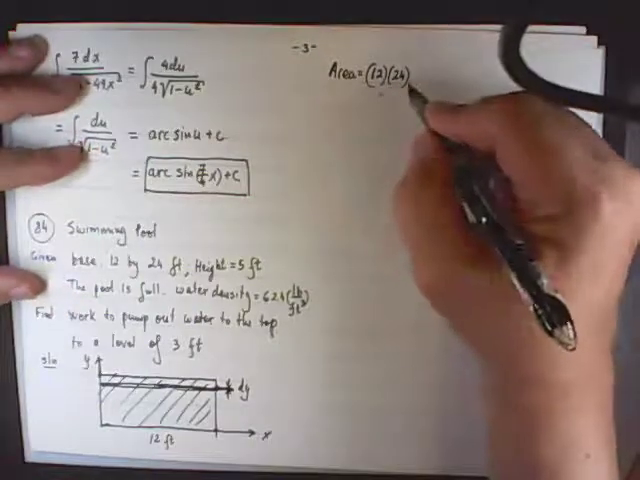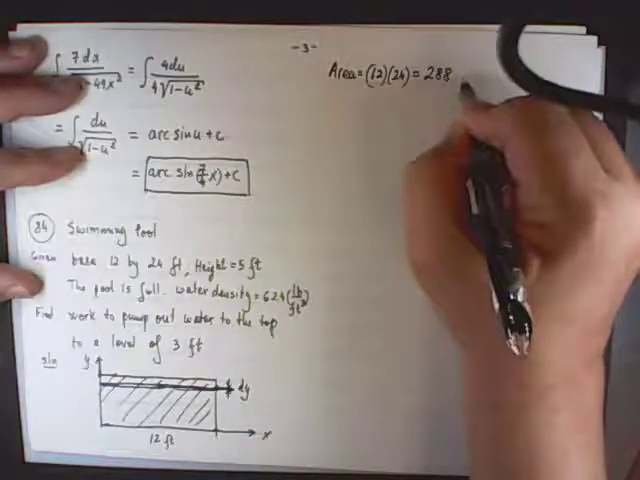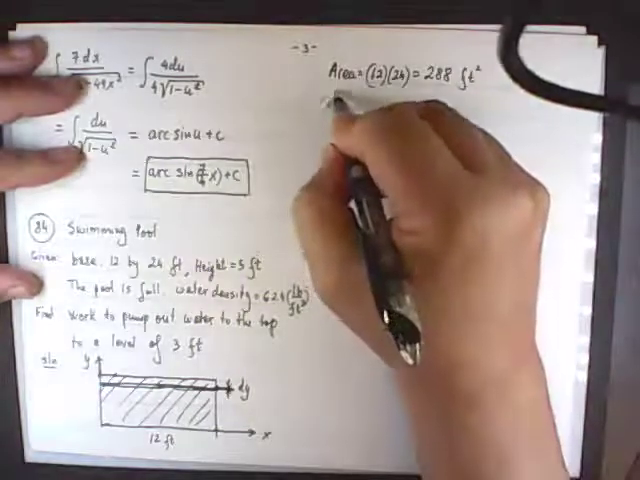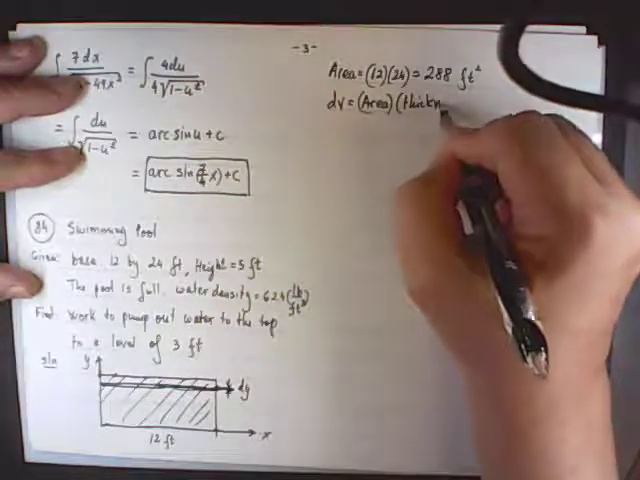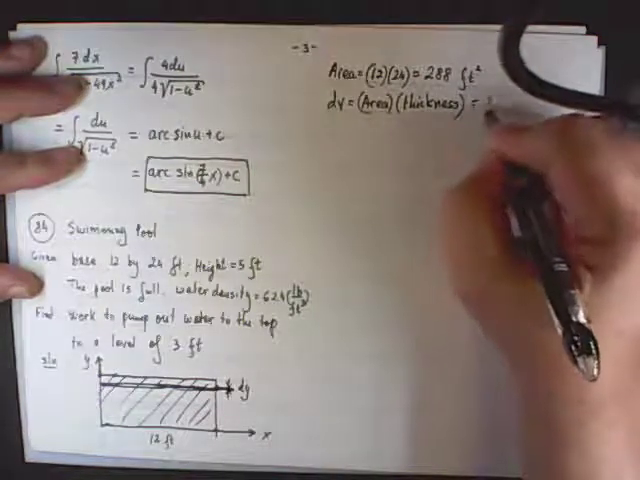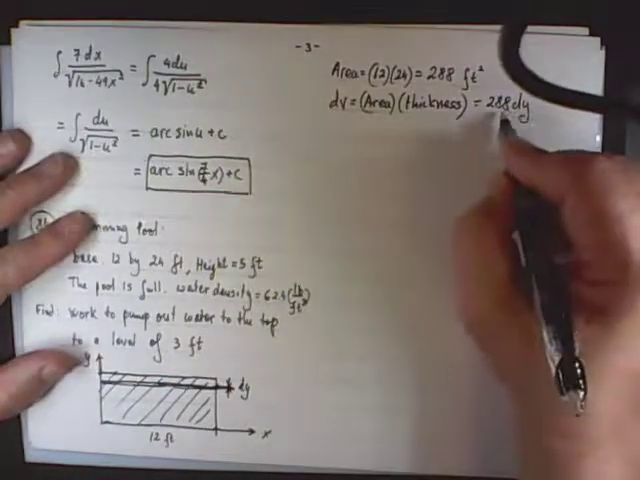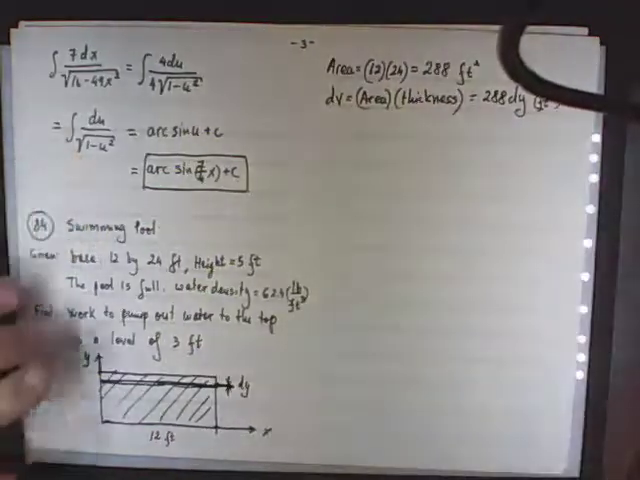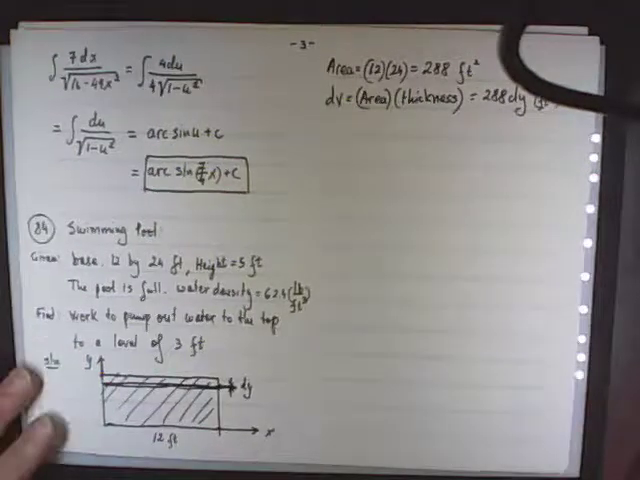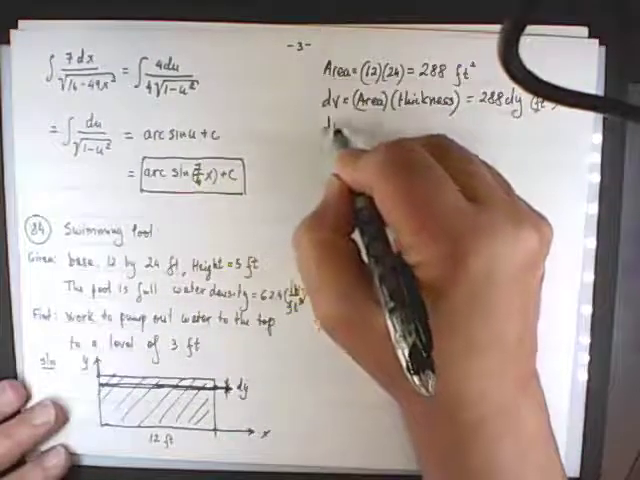So we have 24 times 10 and 24 times 2, 240 and 48, 288 square feet. So dV, the element of the volume, is area times the thickness. This is the principle of all of these; we've done it hundreds of times by now. So it will be 288 dy. Now we need to convert it to weight. Because we have square feet times dy in feet, we have volume in cubic feet, and we need to convert it into pounds. To do so, we multiply it by 62.4, right? And now what we have is dF.